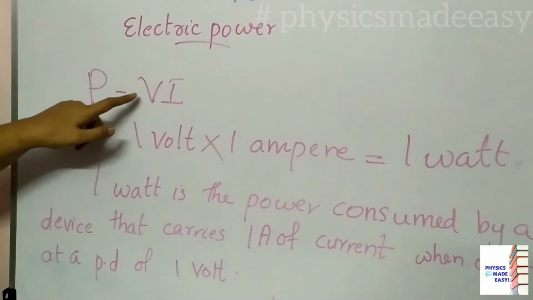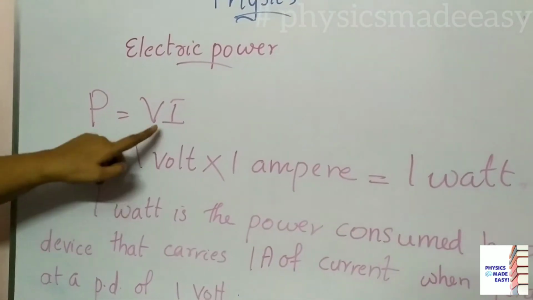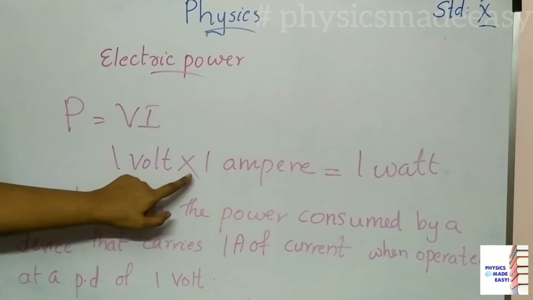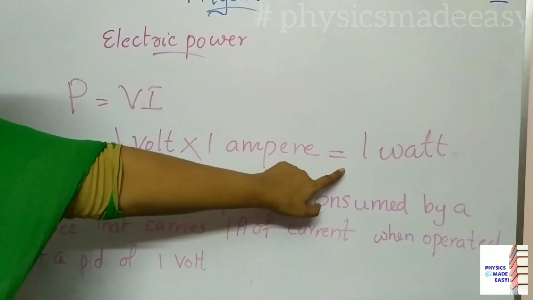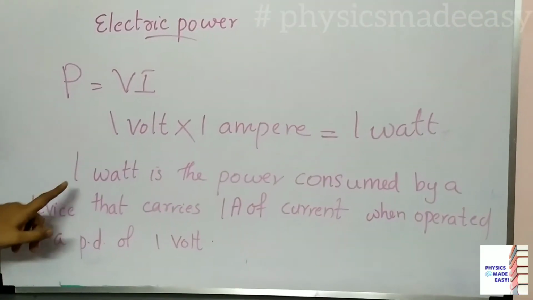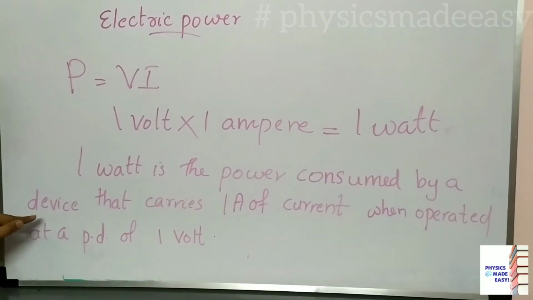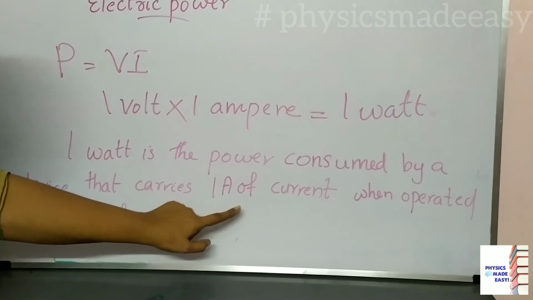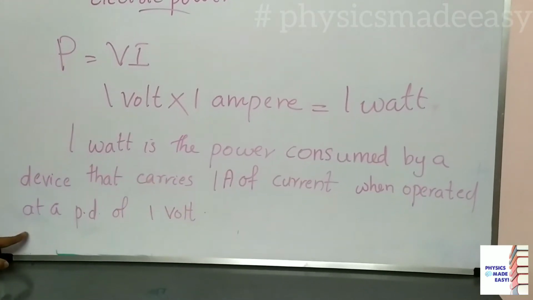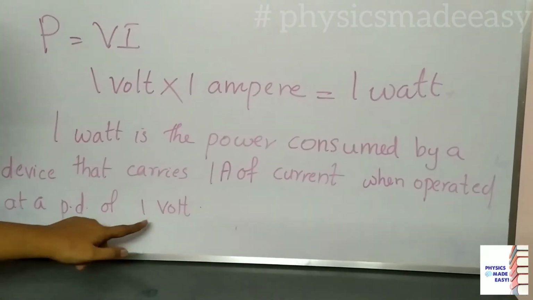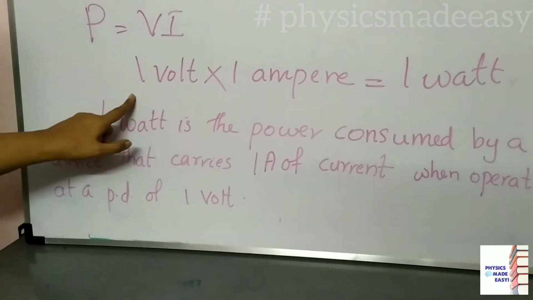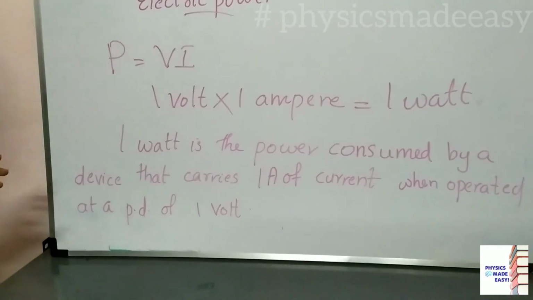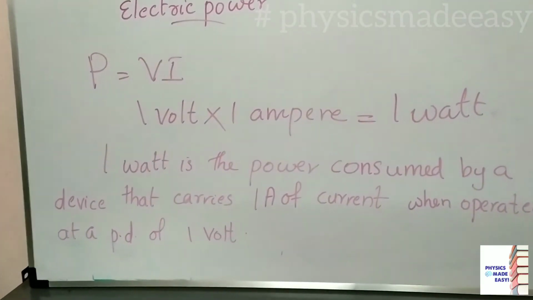Let us see. Here V is equal to 1 volt and I is equal to 1 ampere. Then 1 volt into 1 ampere is equal to 1 watt. How to define 1 watt? 1 watt is the power consumed by a device that carries 1 ampere of current when operated at a potential difference of 1 volt. Here the potential difference is 1 volt, the current passing through it is 1 ampere, then the power will be 1 watt.